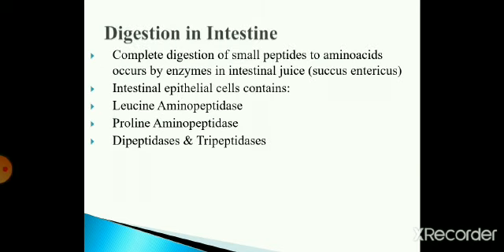The complete digestion of small peptides to amino acids occurs by the enzymes in the intestinal juice. So the luminal surface of the epithelial cell contains the following enzymes: leucine aminopeptidase, which releases the N-terminal basic amino acid and glycine. Then proline aminopeptidase, which removes proline from the end of the polypeptide. Then dipeptidases and tripeptidase, which will bring about the complete digestion of protein.